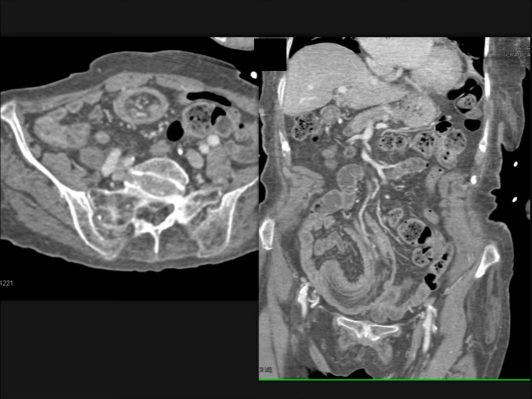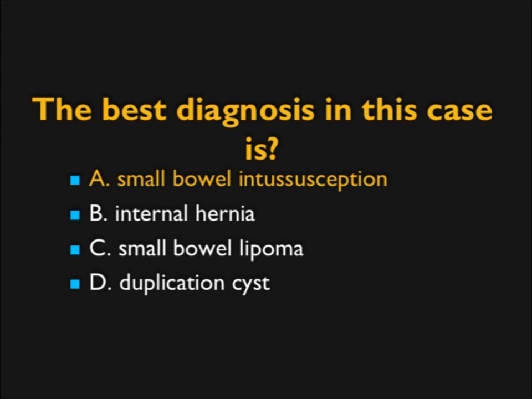It was due to a benign leiomyoma. Very interesting case, a beautiful example of the way the intussusception happens with the bowel tracking in and you get that fat appearance, very classic on the coronal as well as on the axial view. This is not an internal hernia, it's not a lipoma, and not a duplication cyst.